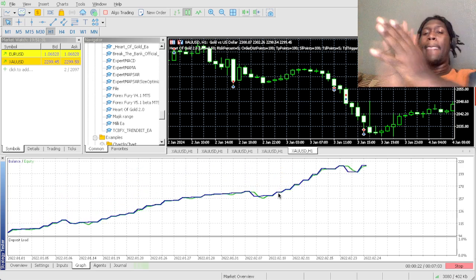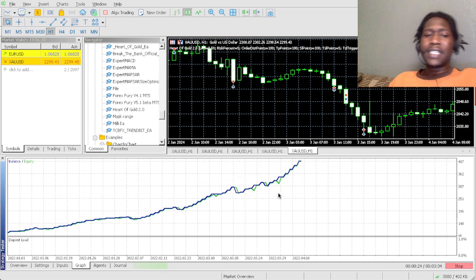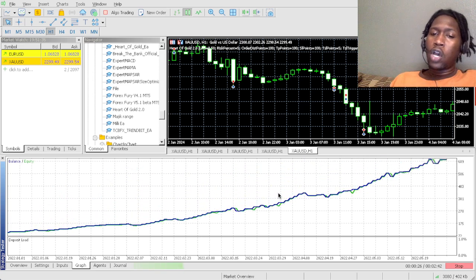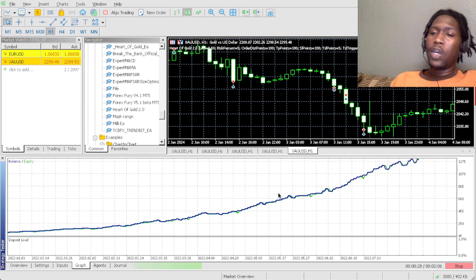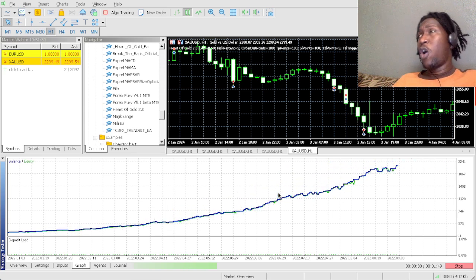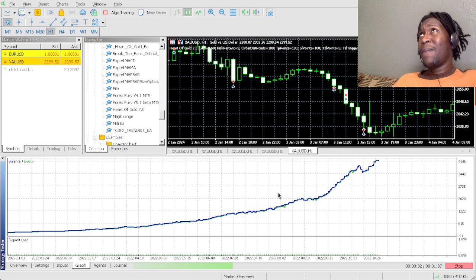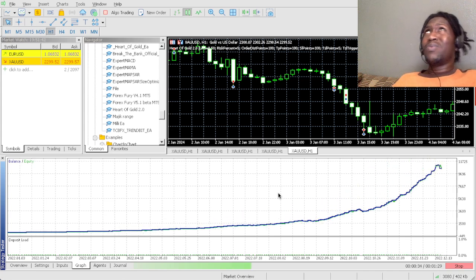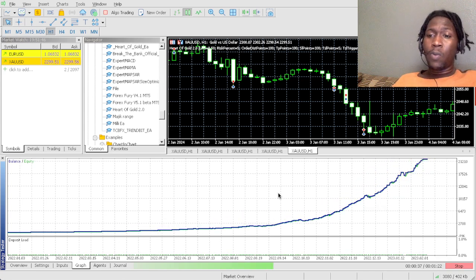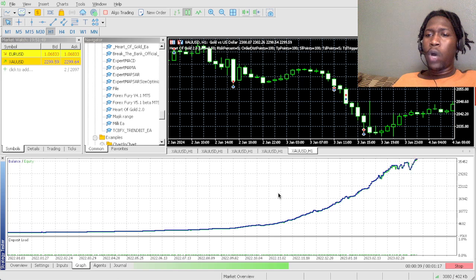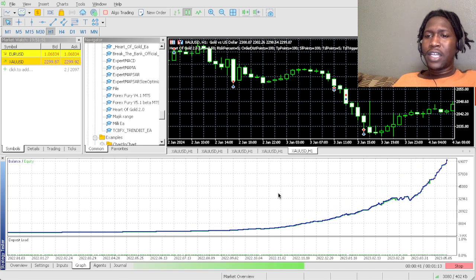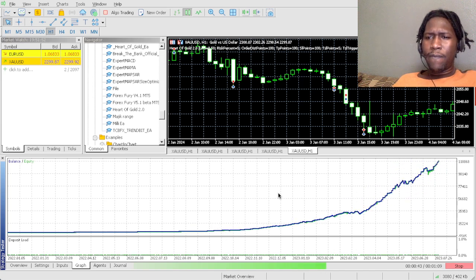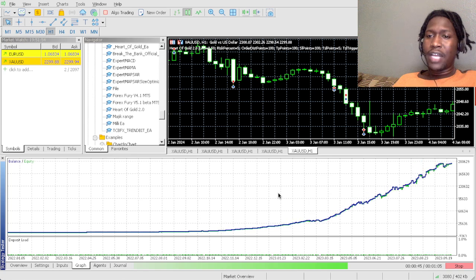Just like that, baby. Yep, so this is the $100 account traded from 2022 to 2024. So basically about 2 years, I guess. We started off at $100, and as you can see, the account is at about 100,000 right now. That is crazy numbers, man.